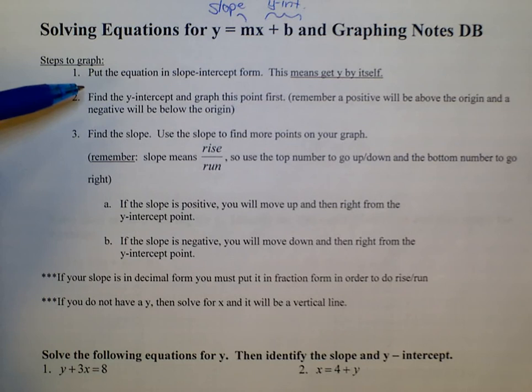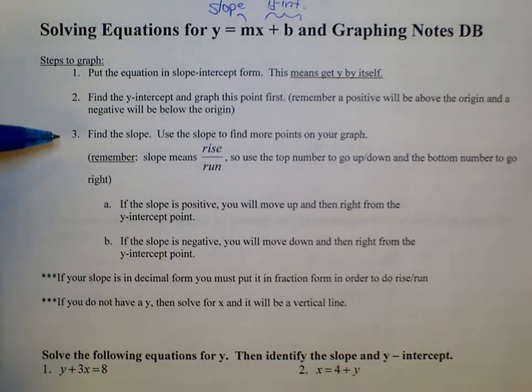That means we need to get the y by itself. So instead of solving for x, we're solving for y now. Find the y-intercept and graph this point first. Remember, a positive will be above the origin and a negative will be below the origin. Find the slope. Use the slope to find more points on your graph.